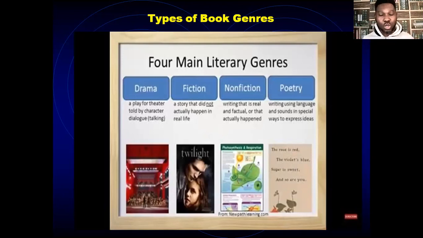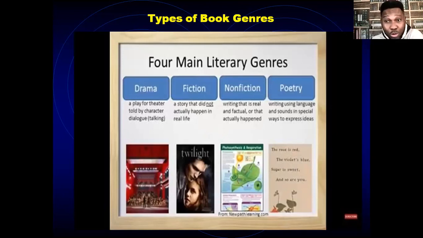Now, what is drama? So drama is a play for theater told by a character. And so in drama, you would have a dialogue, you would talk, okay? But it is a play for theater. And then what is fiction?